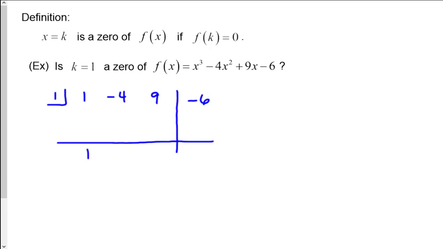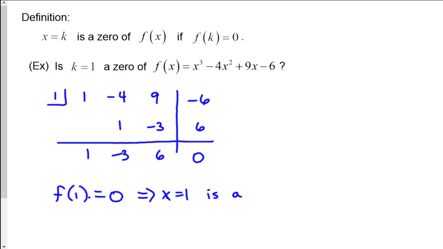So bring the 1 down. 1 times 1 is 1. That adds to negative 3. Negative 3 times 1 is negative 3. 9 minus 3 is 6. 1 times 6 is 6. We get 0. So what that means is f of 1 is 0. So this function at 1 evaluates to 0, which means x equals 1 is a 0 of the function. All right, so basically it's a point where it crosses the x-axis.